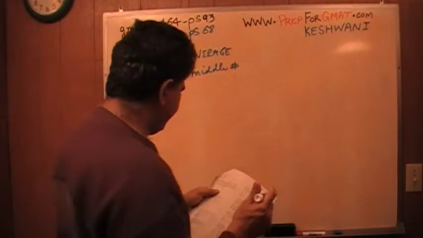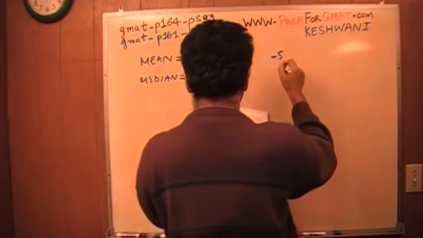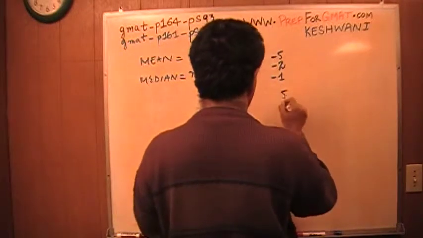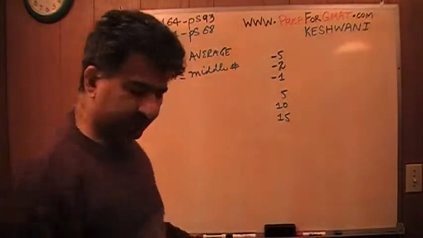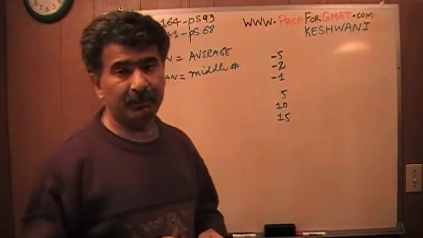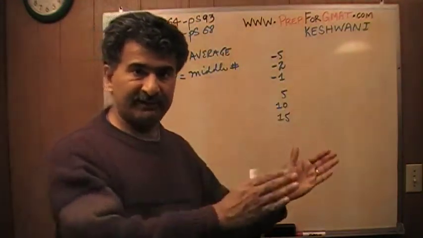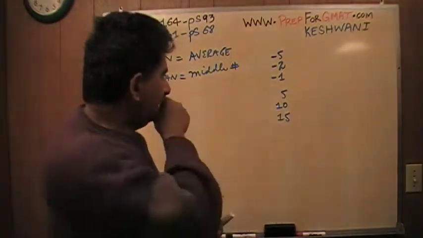In that case, they give you these numbers: -5, -2, -1, 5, 10, and 15. The question simply is, what is the median of these 6 numbers? Now, if there is an odd number of numbers, the median is very easy. It's just the middle one. If you have 7 numbers, 3 on that side, 3 on that side, whichever happens to be the middle one, that's your median. Very simple.